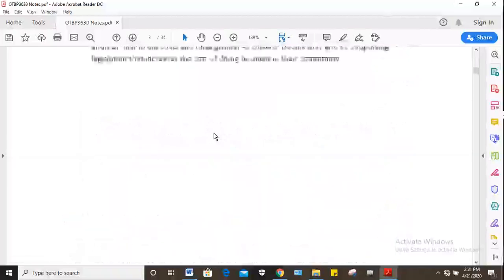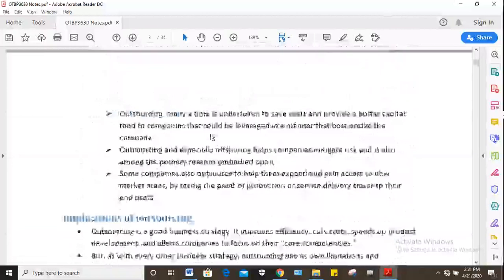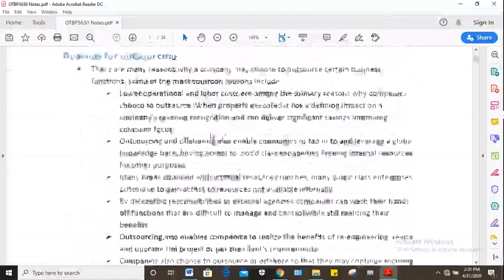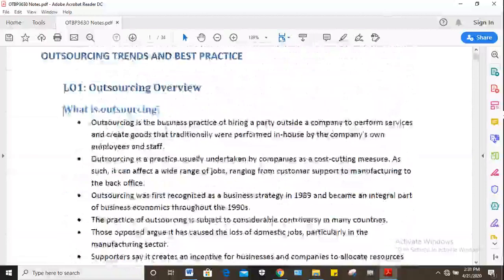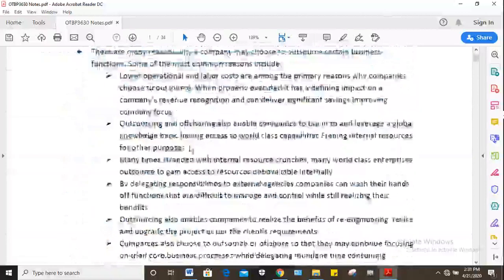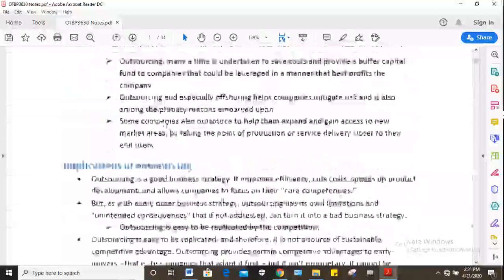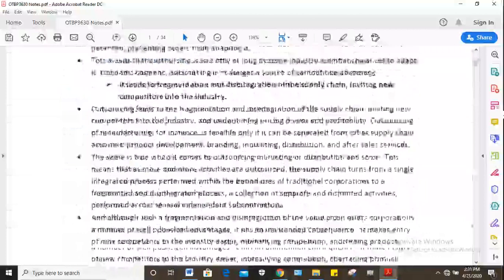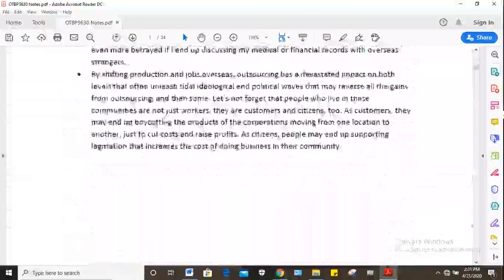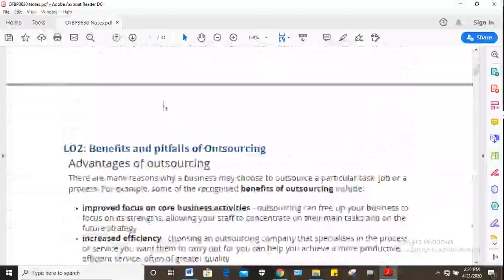Then we look at the second learning outcome. So maybe before we go there, the key things in the first learning outcome is to be able to define outsourcing, what it is as a concept, then the reasons why businesses want to outsource, and also the consequences or the implications of outsourcing. Then the second learning outcome is the benefits and pitfalls of outsourcing.